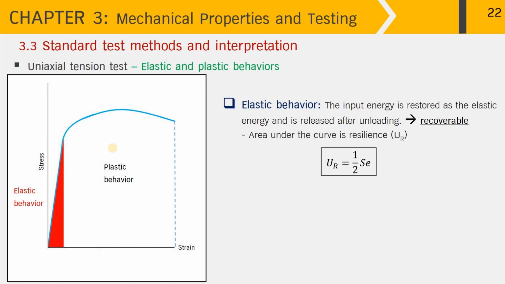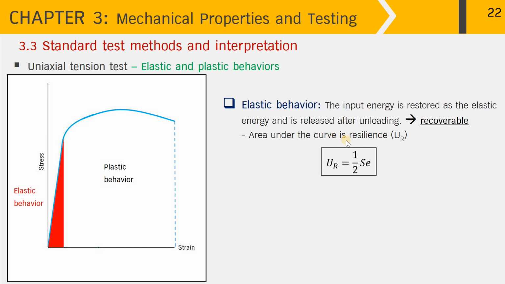Other parameters that I will explain a little more are based on the area under the curve, which shows how much energy is consumed during elastic and plastic deformation. First, remember the area under the triangle here shows the elastic behavior of the metal, and this area is very small in reality. The elastic behavior shows the input energy that is restored as elastic energy within this area, and it is released after unloading, as I showed you earlier about recoverable elastic strain.